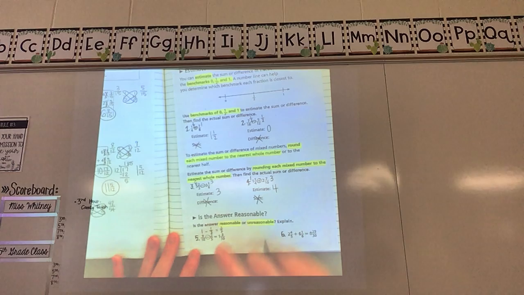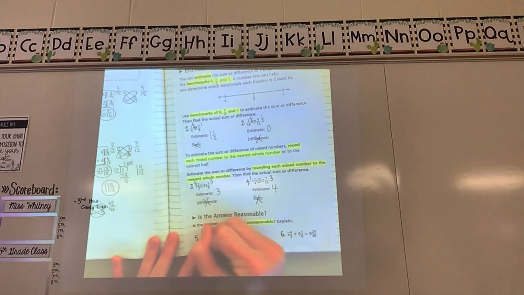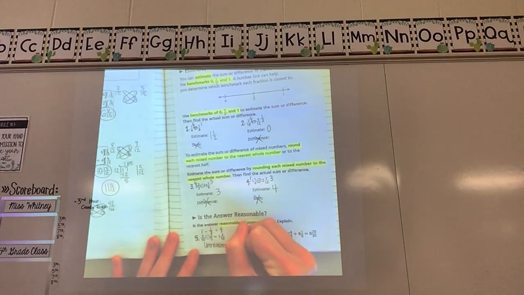And then I'm looking at their real answer. Whoa, they said it should be 1 3/10. Is 1 3/10 close to a half? No way, they're way off. They have a big number there and I don't have any big numbers. So their answer is unreasonable. They have done something wrong because their answer is way bigger than what my estimation said it should be.